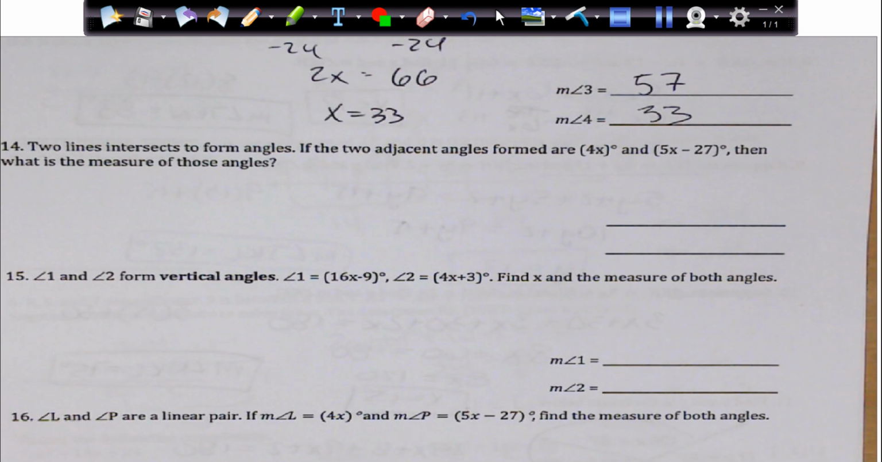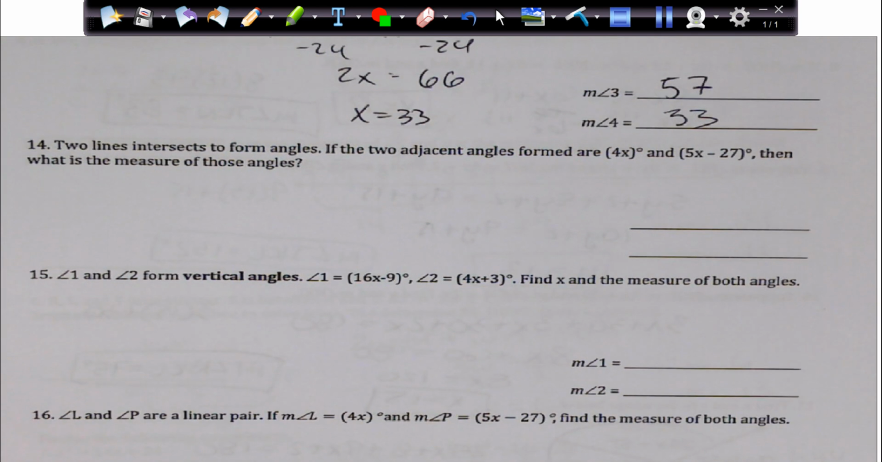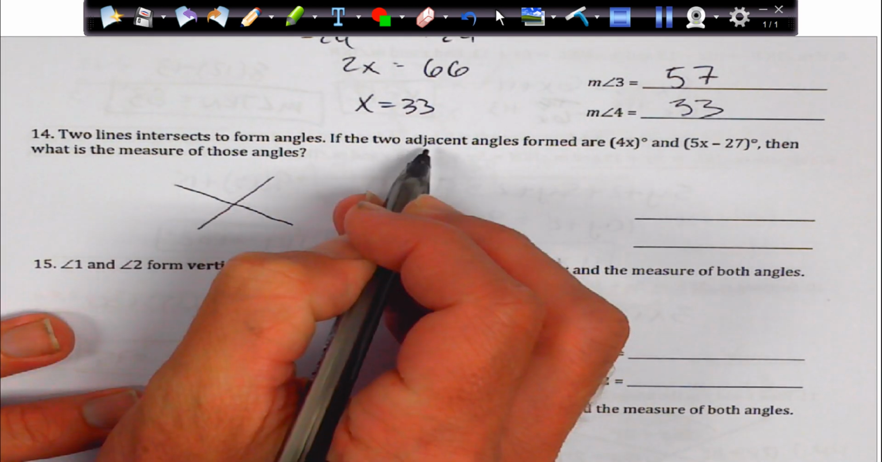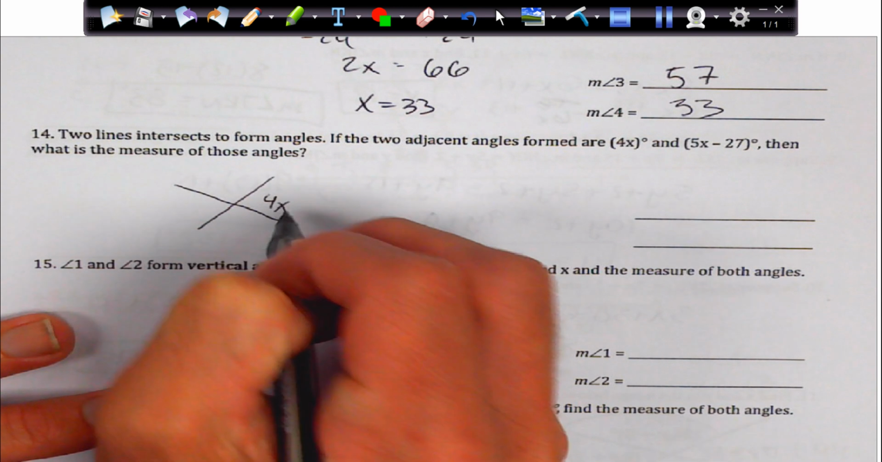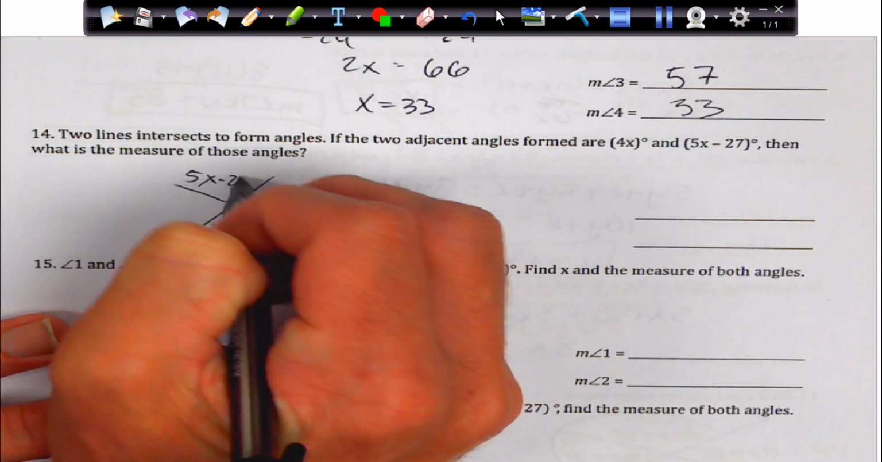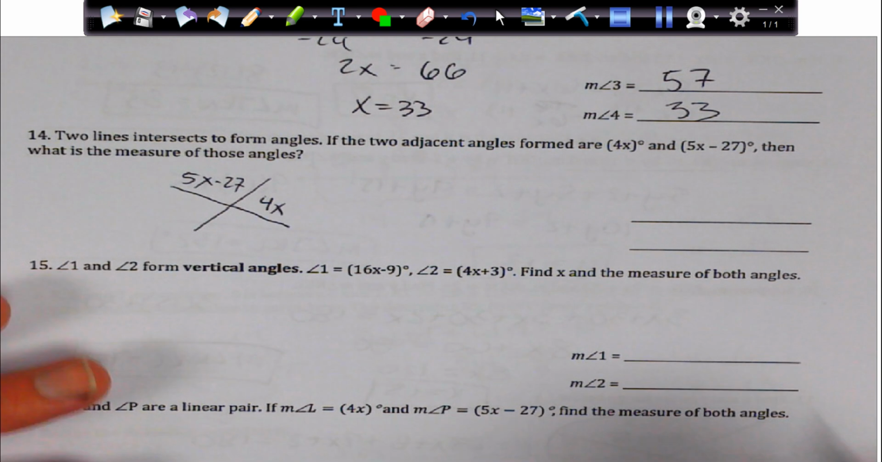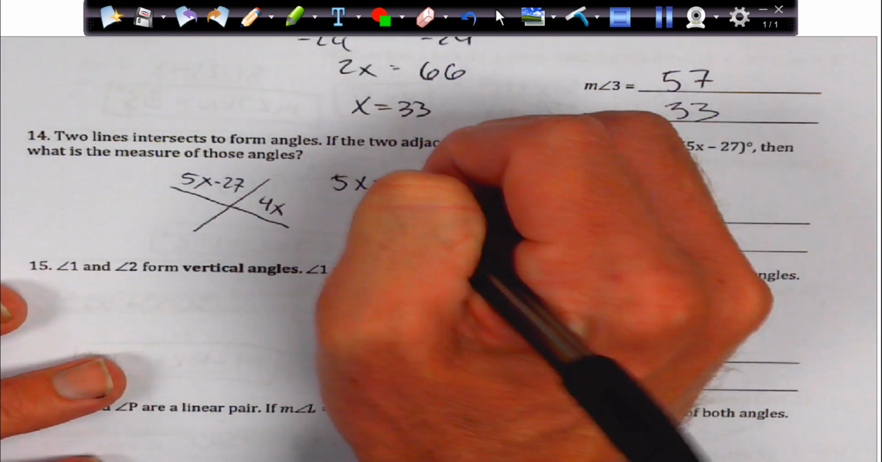Two lines intersect to form an angle. The two adjacent angles formed are 4x and 5x minus 27. And what is the measure of those angles? Okay, so two lines intersect to form angles. The adjacent ones next to each other are 4x and 5x minus 27. So this is a linear pair, basically is what it's trying to get you to do. So you want to add them and set it equal to 180.